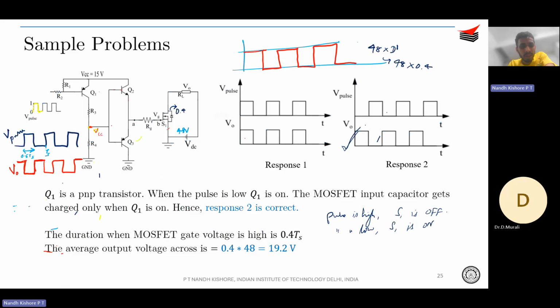Okay. So that is why, since they have told that the pulse is high for 60% of the interval, it means that S1 is off for 60% of the interval and obviously S1 is on for 40% of the interval. Okay. Since S1 is on for 40% of the interval, if you average this particular thing out, you will be getting 48 into D dash, right? 48 into 0.4, which is 19.2 volts. And that makes sense, right? You're just averaging it out.